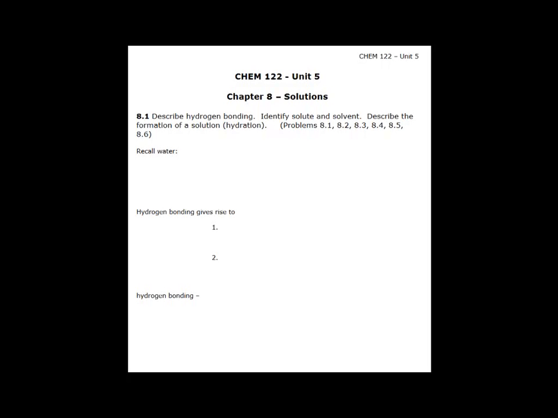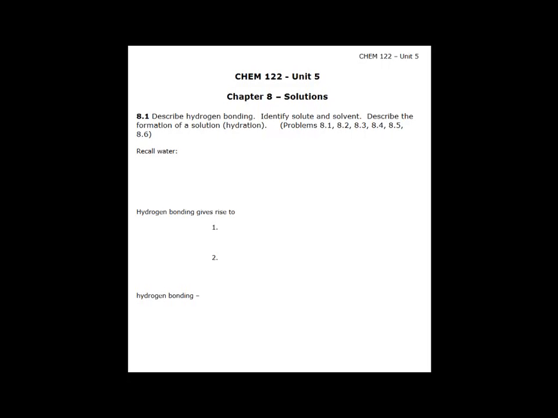Also, have your calculator handy and your periodic table. So we're going to be using those items again. Units 3 and 4, we didn't use the calculator, really have to use the periodic table, but have those nearby because we will definitely be using them soon.